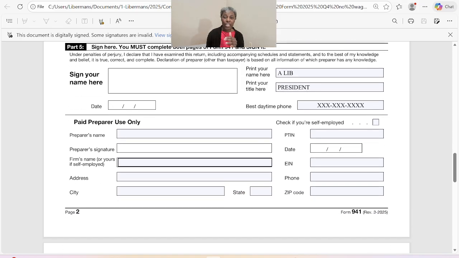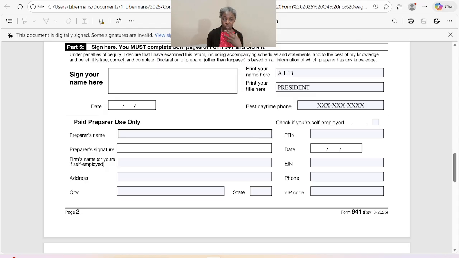If you are a tax preparer filing for a client and you are getting paid for it, then you will complete this section with your name, your tax preparation business name, address, city, and state. You put your PTIN. If you are self-employed, you check that box, otherwise you leave it alone. And you put your EIN, your phone number, and zip code for the address.